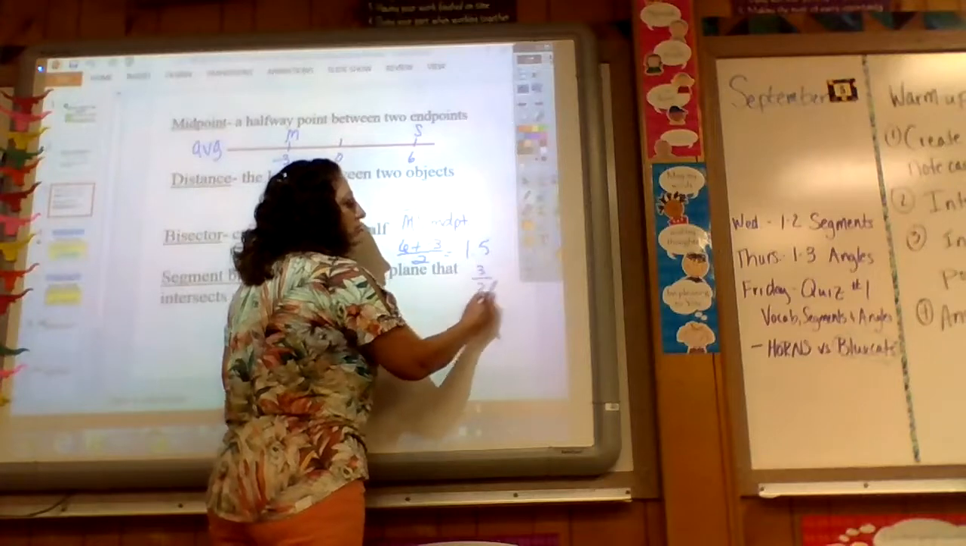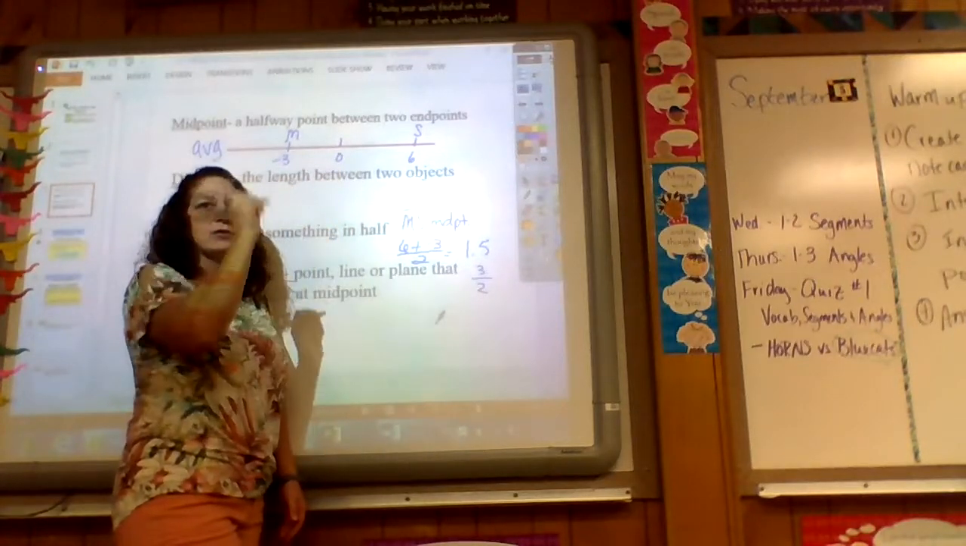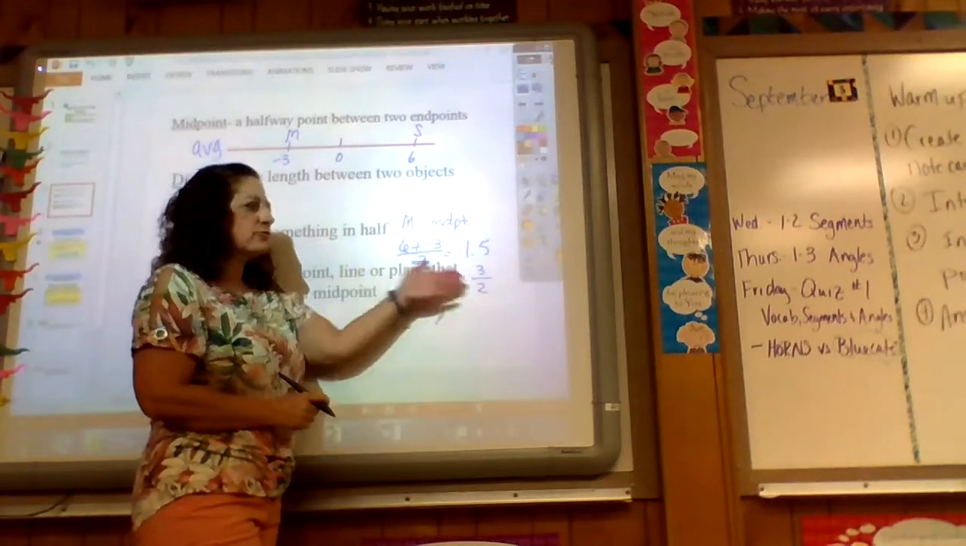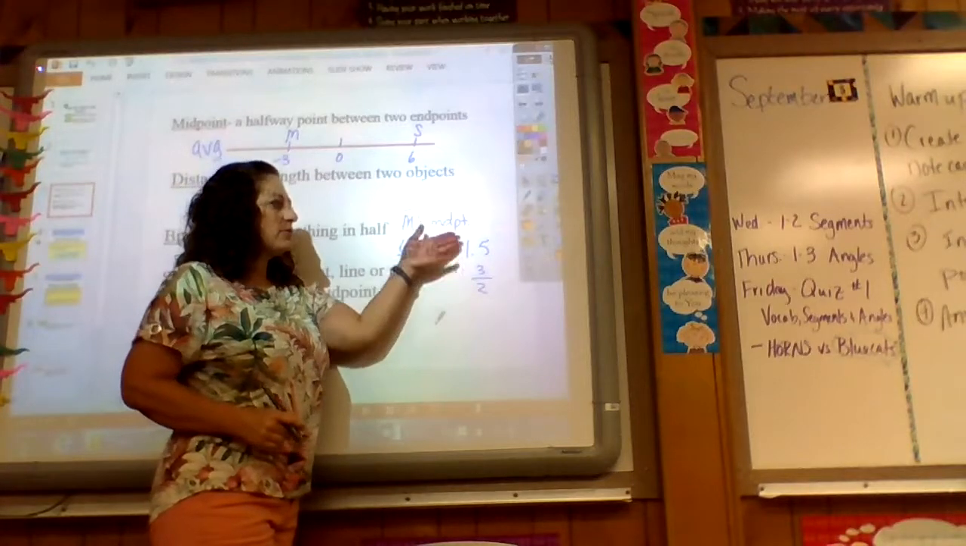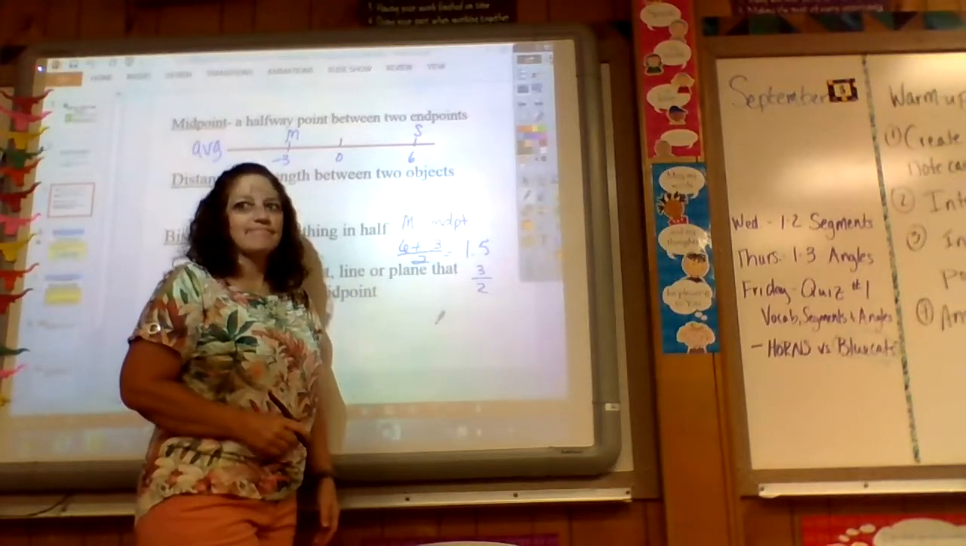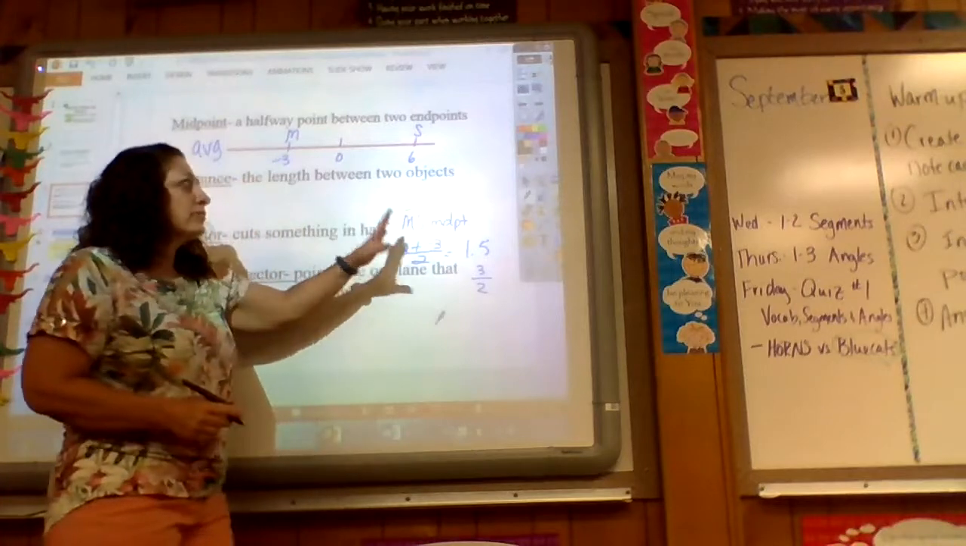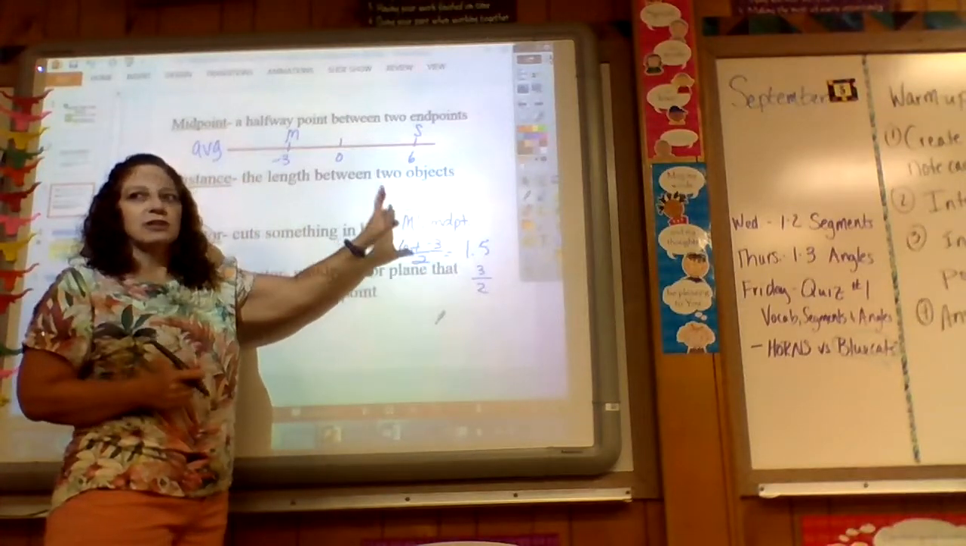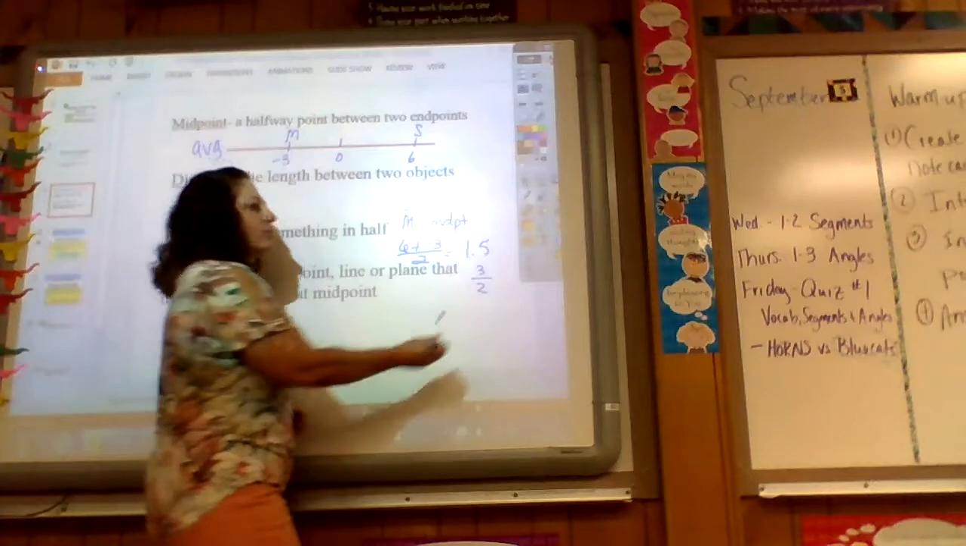You can leave it 3/2 if you want to, or 1 1/2. Any of those answers. I accept fractions reduced, improper, or decimals. Okay, so that's all there is to finding a midpoint. It's just an average. Take your two numbers and divide by 2 if you're on a number line.